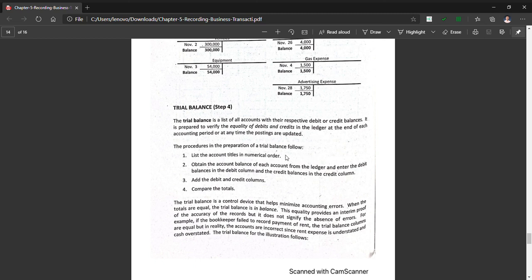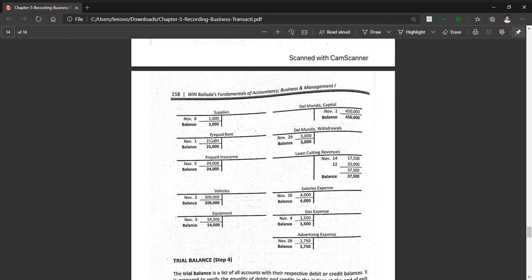So we have steps. List the account titles in numerical order. Okay, so the numerical order is based on the chart of accounts. Number 2, obtain the account balance of each account from the ledger and enter the debit balances in the debit column and credit balances in the credit column. So basically just copy the balances from the ledger.